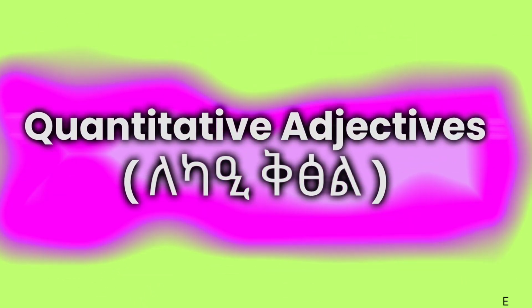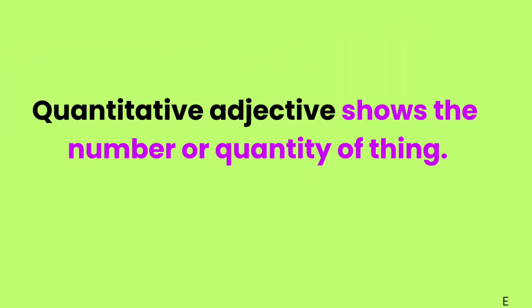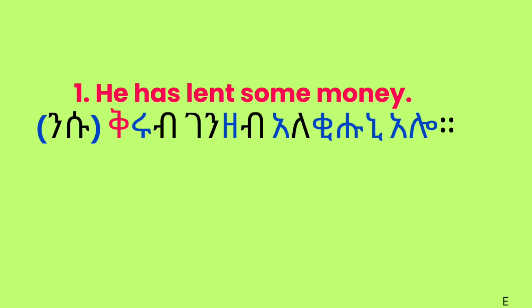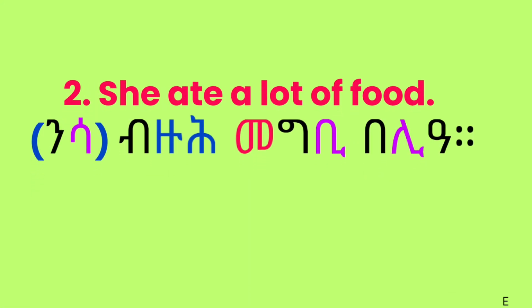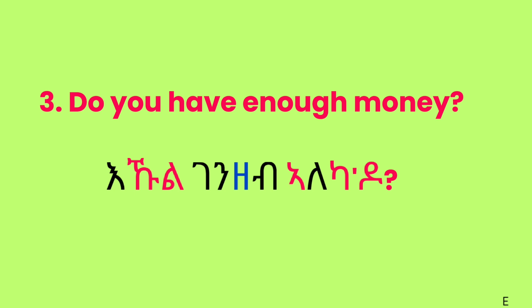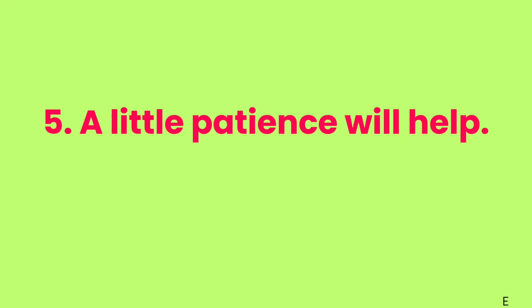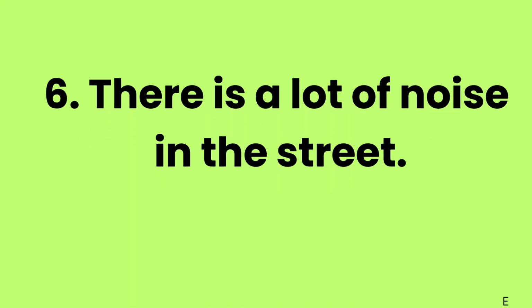Quantitative adjective. Quantitative adjective shows the number or quantity of a thing. Some, more, several, a few, a little, many, much, a lot of, all. Examples. 1. He has lent some money. 2. She ate a lot of food. 3. Do you have enough money? 4. There are many pictures in this book. 5. A little patience will help. 6. There is a lot of noise in the street.